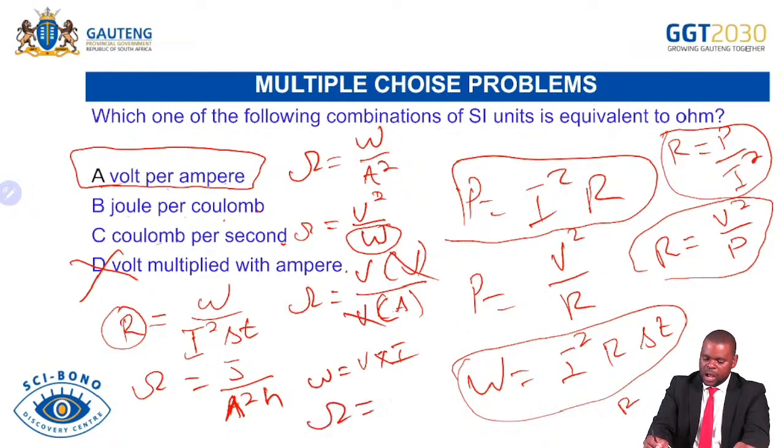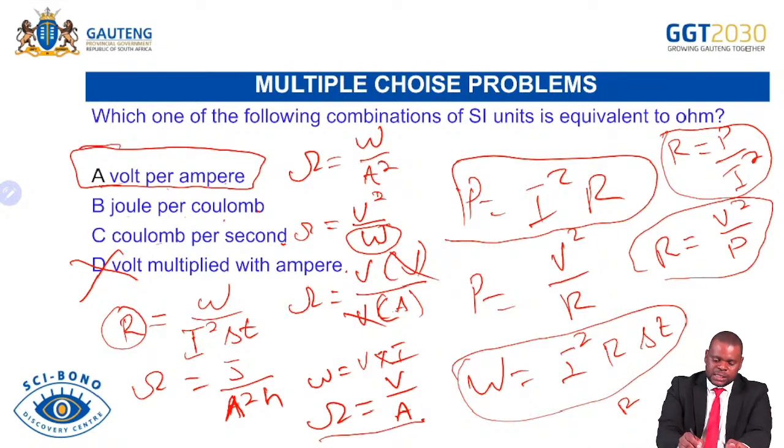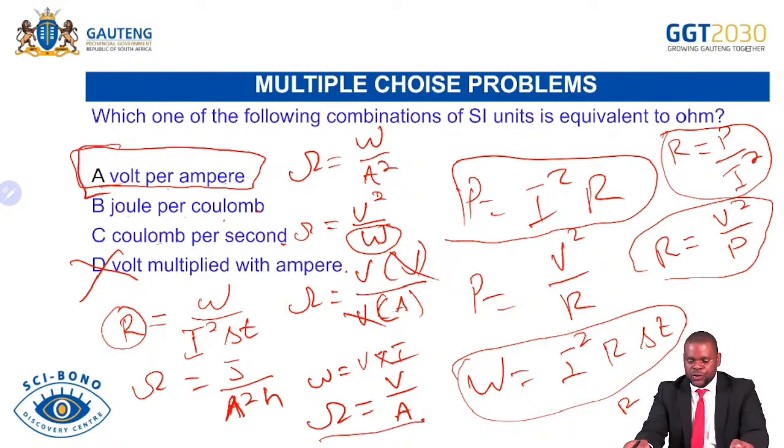That means our ohm is volts per ampere. It's volts divided by ampere. Are we together? That means our correct answer is A. Correct answer is A. Are we together, grade 12? Yes. Can you see how we worked it out?